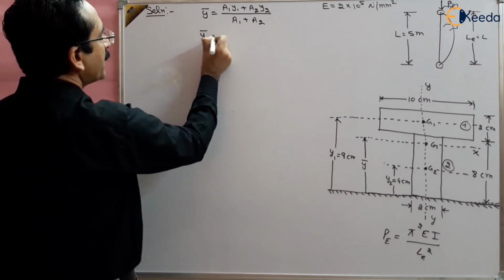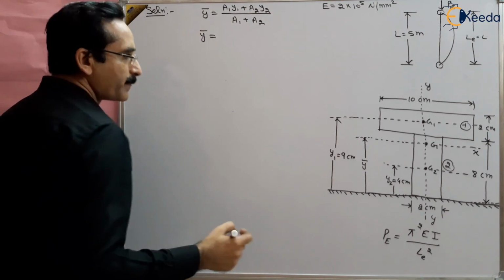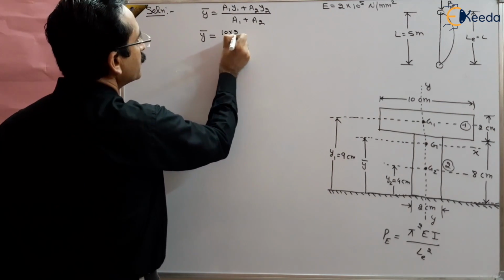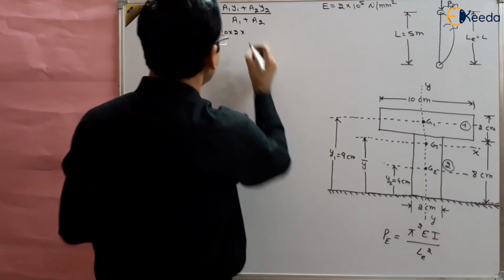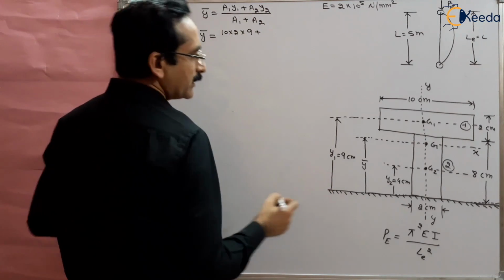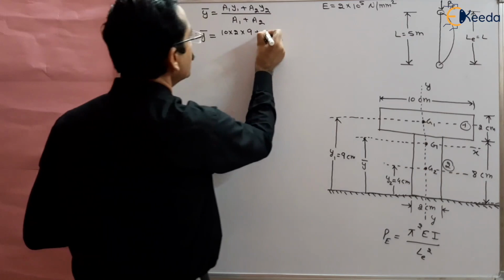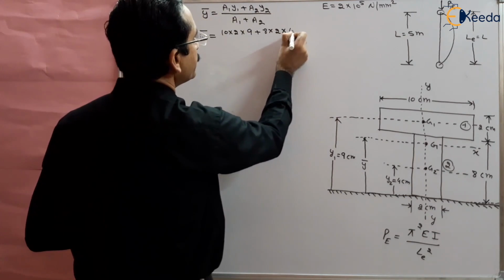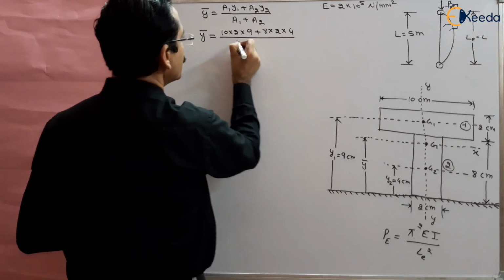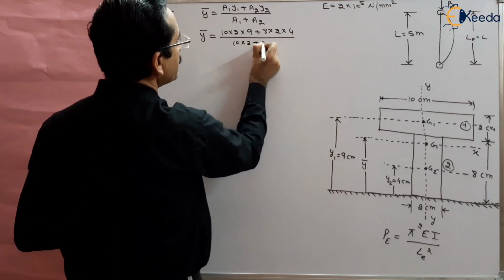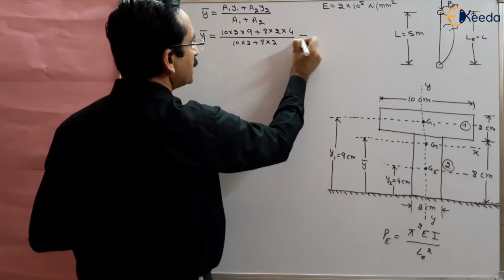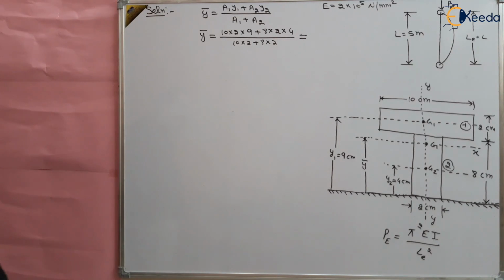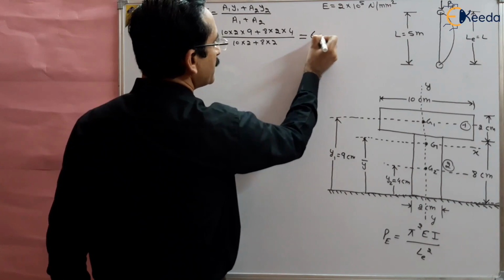So from here y bar will be equal to a1, the area of this body, 10 multiplied by 2, multiplied by y1, y1 is 9, plus a2, the area of this body, 8 multiplied by 2, multiplied by y2, y2 is 4 centimeter, divided by a1 plus a2, 10 multiplied by 2 plus 8 multiplied by 2. Solve it and you will get the value of y bar from this reference line, and this will come out to be 6.78.